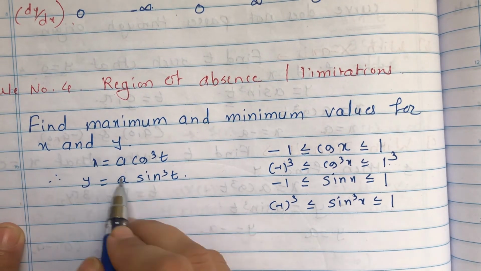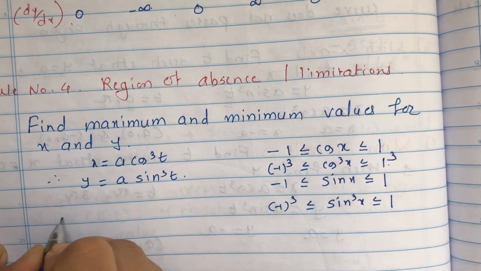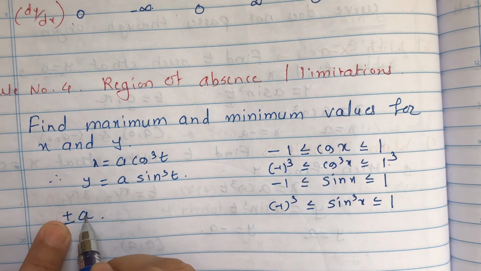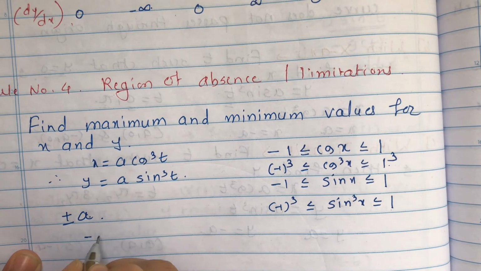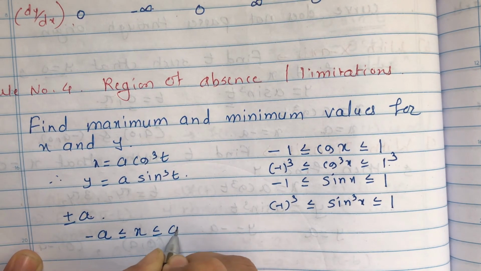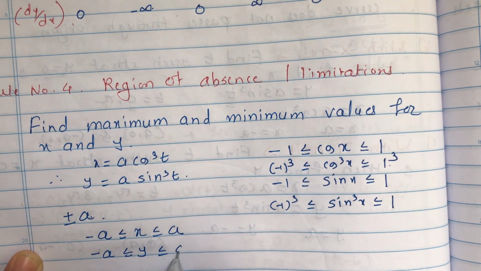So the maximum and minimum value for x and y will be what? It will be plus and minus a. So the maximum value will be plus a and the minimum value will be minus a. So we can write x will lie between minus a to a. Similarly, y will lie between minus a to a.